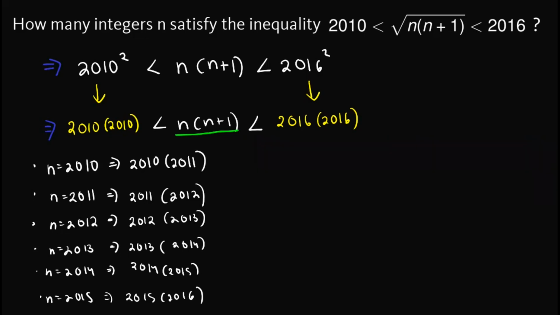Now the question is, is this already the number of n integers that we have? Well, we could actually take negative values in here. Since if we take n equals negative 1000, then n plus 1 would become negative 999. Multiplying this would still give us a positive value, which means it could still possibly satisfy our inequality if we chose the right numbers.